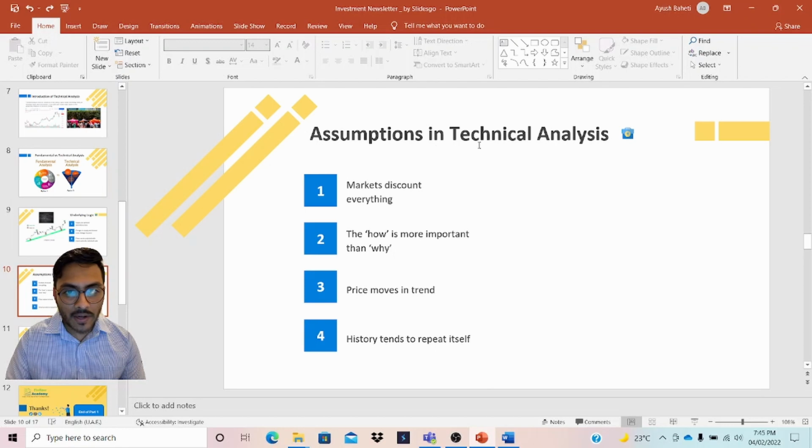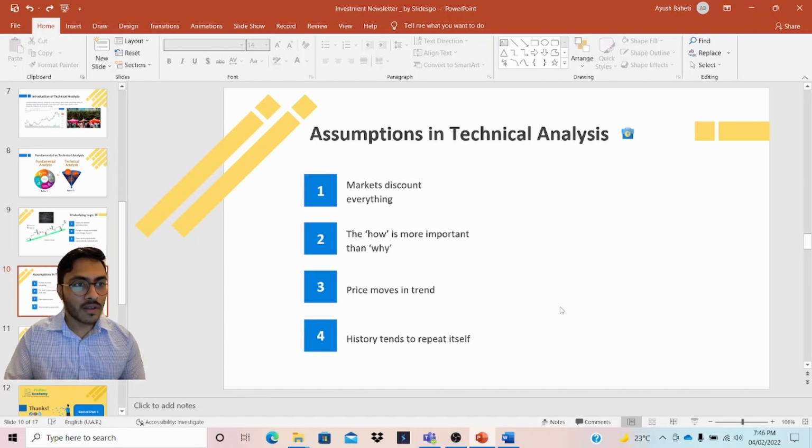Okay, let's take a look at assumptions in technical analysis. So there are four assumptions. Market discounts everything. The how is more important than why. Price moves in trend and history tends to repeat itself. So the first one, market discounts everything, tells us that all known and unknown information is already built into the prices. Just to make you understand in an easy manner, we'll take an example.